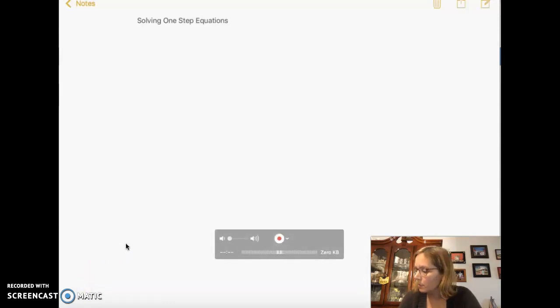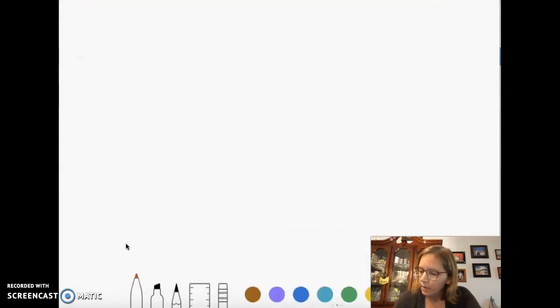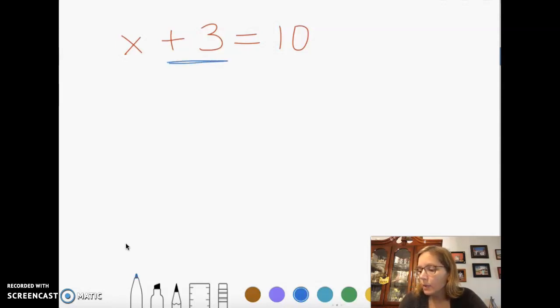Our first example would be if I had x plus 3 equals 10. Now, I'm going to look at the variable of this equation and see what is happening to that variable. I see that 3 is being added to the variable x. So I'm going to do the opposite of adding 3, and the opposite of adding 3 is subtracting 3. But whatever I do to one side of an equation, I have to do to the other.